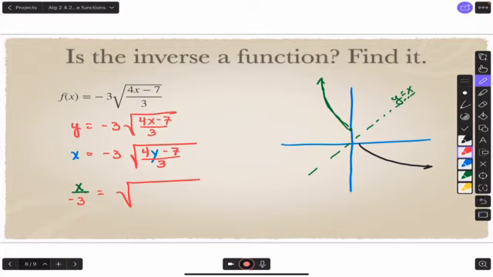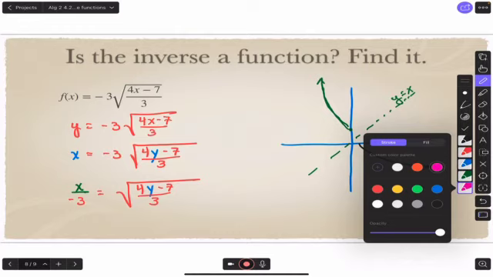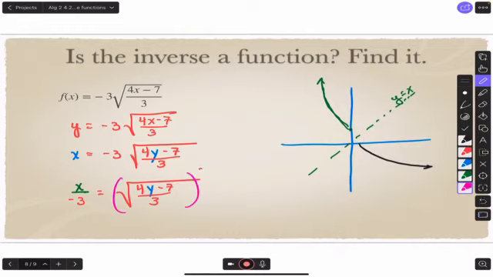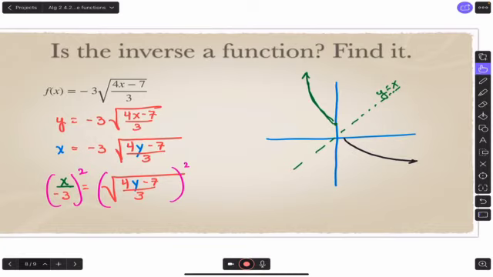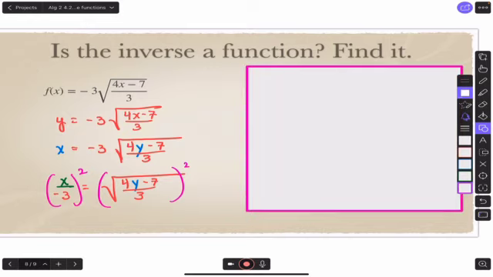And so now we've got the square root of (4y minus 7) over 3. Now the radical is by itself on the right-hand side. So let's go ahead and square both sides to get rid of the radical. And so once we square both sides, we square the x and we square negative 3, and we're done with our radical.